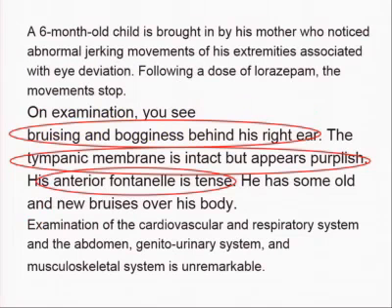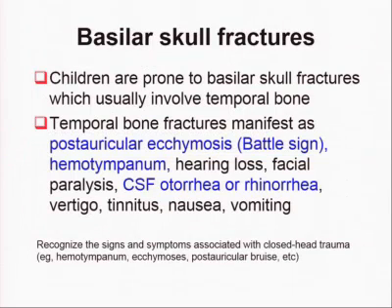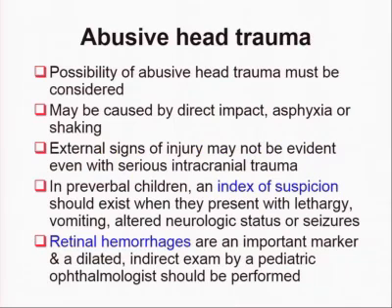Excellent. So what they're showing is bruising and bogginess behind his right ear, an intact tympanic membrane that appears purplish, and an anterior fontanelle that's tense. Again, children are prone to basilar skull fractures. Temporal bone fractures manifest as the Battle sign or post-auricular ecchymosis, and hemotympanum. There could be hearing loss, facial paralysis, CSF otorrhea, or rhinorrhea. These are things that you need to recognize.